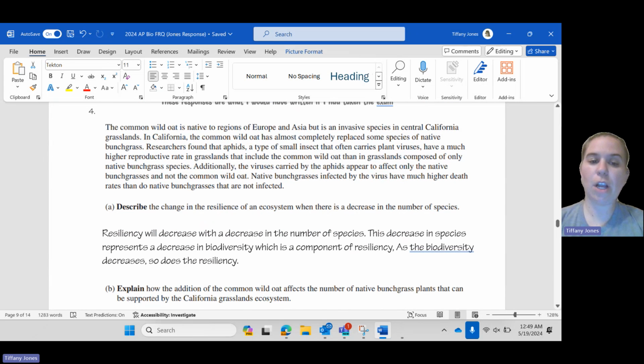So part D is our ecology question. This one's talking about how wild oats are native in Europe and Asia. There's an invasive species in Central California. So we see that this common wild oat is replacing the native bunch grass. There are also aphids, these little insects that carry different viruses. And so we're kind of looking at that.